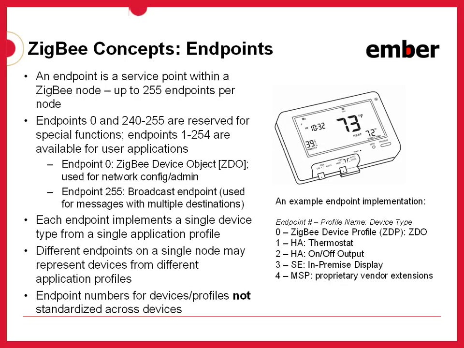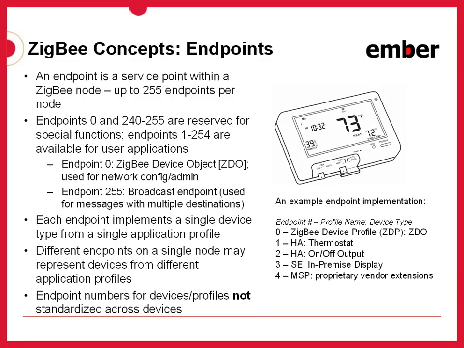So to put this in perspective, each endpoint is implementing a single device type from a single application profile. So in theory, as an example, we could have endpoint 0 occupying the built-in ZDO, ZigBee device object from the ZigBee device profile, which is all of the internal stack-defined support. We could have an endpoint 1, which is a thermostat from the home automation profile. Endpoint 2 might be an on-off output from the home automation profile. And then endpoint 3 might be some kind of in-premise display from the smart energy profile. And endpoint 4 might be some kind of manufacturer-specific profile implementation for any vendor-specific extensions.